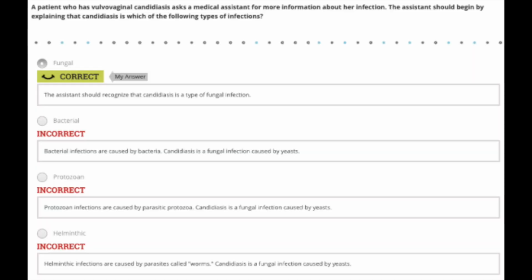A patient who has vulvovaginal candidiasis asks a medical assistant for more information about her infection. The assistant should begin by explaining that candidiasis is which of the following types of infections. So candidiasis is yeast, and yeast is a fungal infection. Okay, next question.